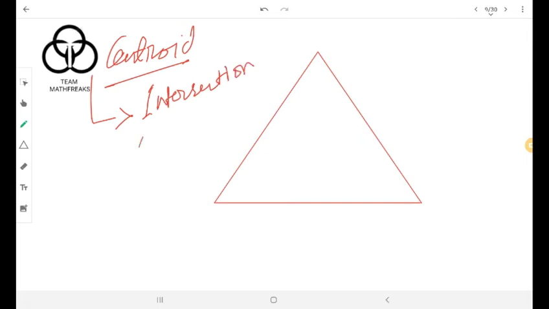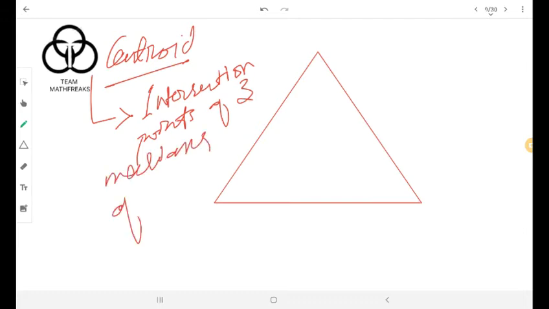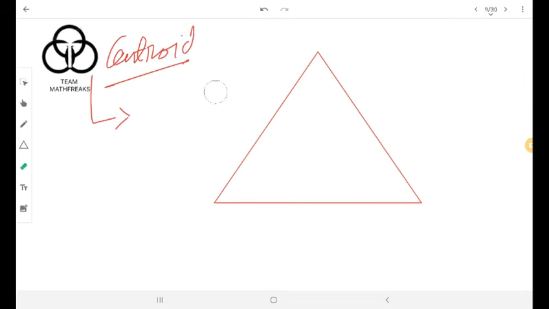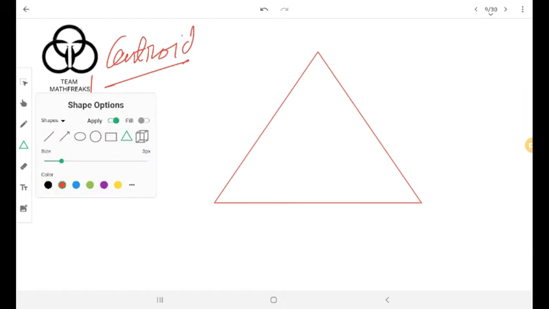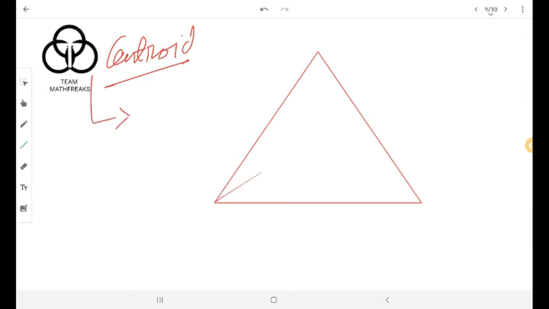Intersection point of three medians of the triangle. This is the definition of centroid. Now what do we know? We know that if this is a median, and this is a median, and this is a median, this ratio is 2:1. We all know this. Now how do we prove it?